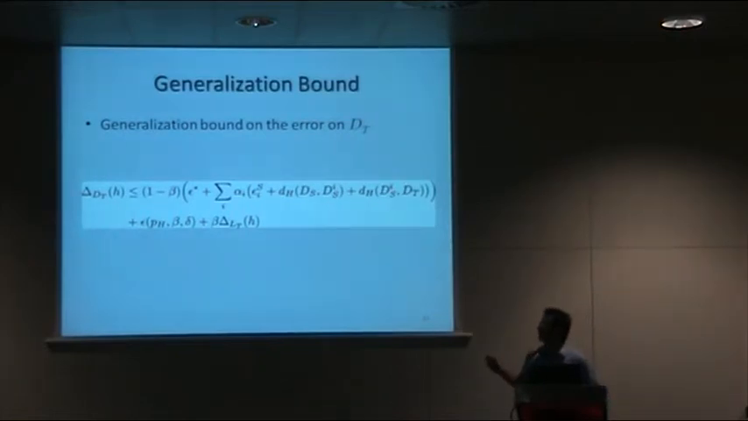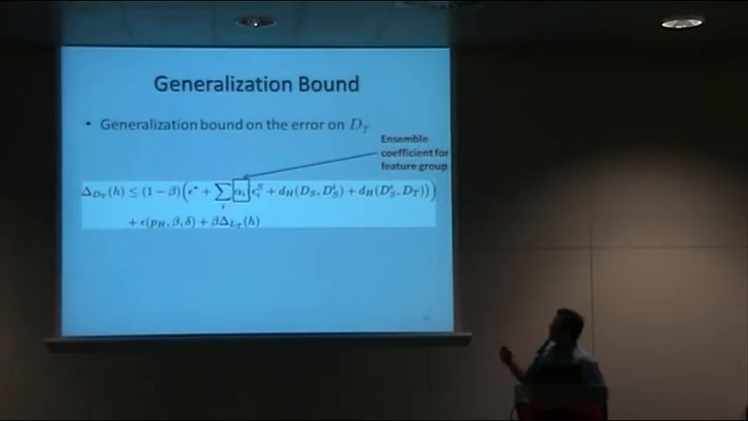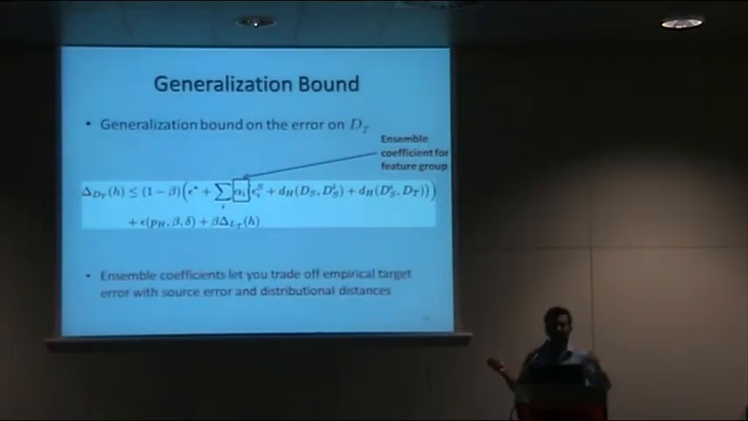We can actually present a generalization bound for this algorithm, where we bound the expected target error of the ensemble by the empirical target error of the ensemble on the small amount of labeled target data you had, plus the empirical source error of each feature group, as in the error of each feature group on the source data, plus a term which represents the distance between the two distributions. I shall not go into the details of this bound, but the rough idea is that this is the ensemble coefficient of a feature group, and the ensemble coefficients let you trade off empirical target error with the source error and the distributional distances. And this gives you extra flexibility to adapt to the new domain.